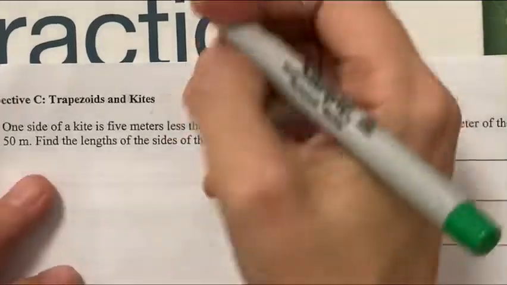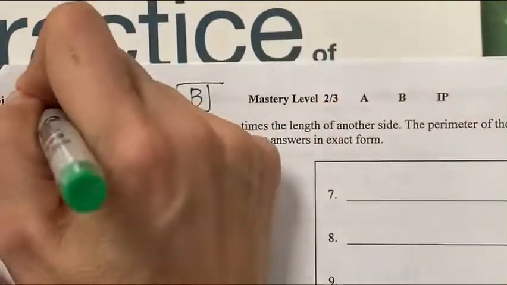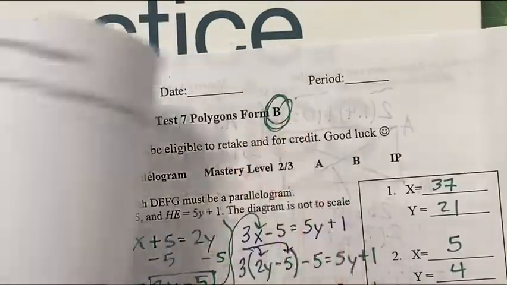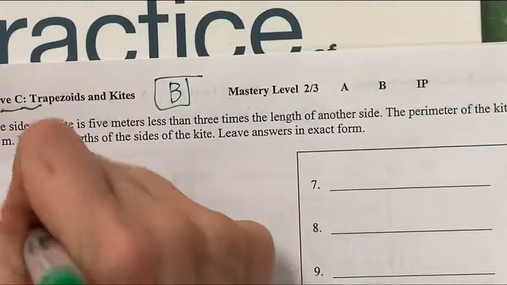Hey guys, welcome back. Keep in mind, this is version B, Objective C. So double check that your test says form B. Okay, let's do the kite question.